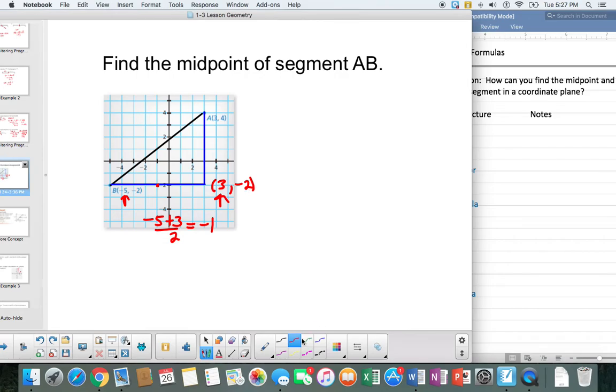Now I'd like to find the midpoint between the y coordinates here. And again, I'm going to find the average, and then this answer will be 1. So right here at 1, that's the halfway point, at 3 units here, 3 units here. Now if I were to go across here, and I were to go up here, this point right here that has an x coordinate of -1 and a y coordinate of 1 is what we call the midpoint of segment AB.